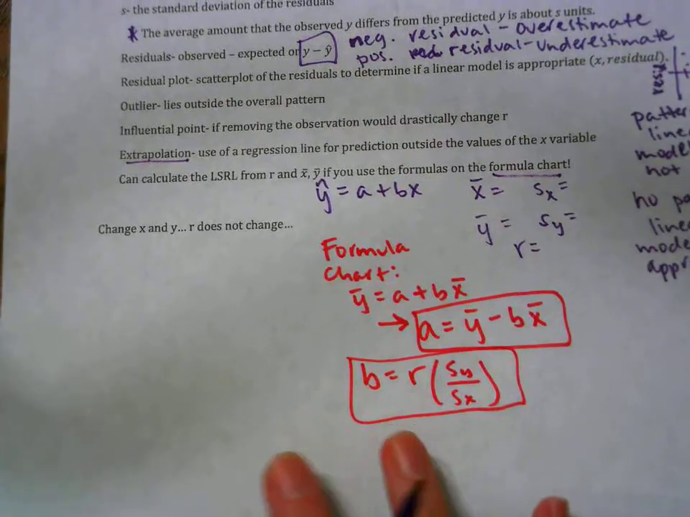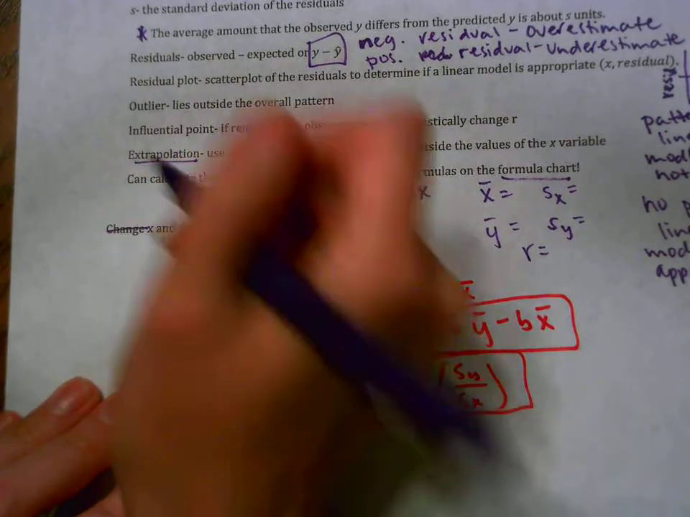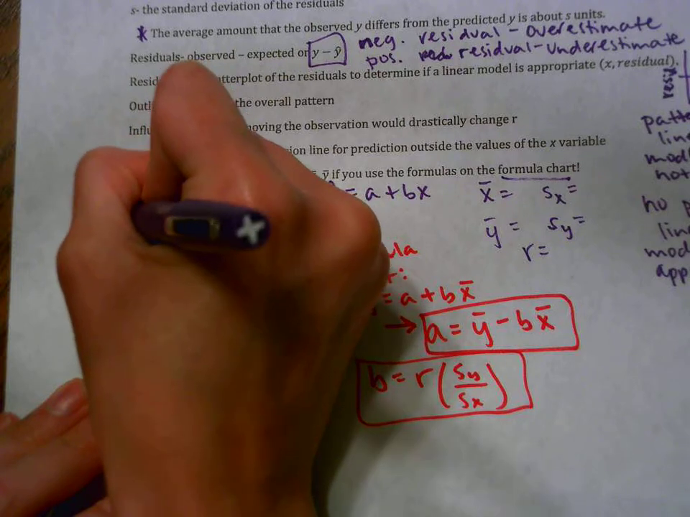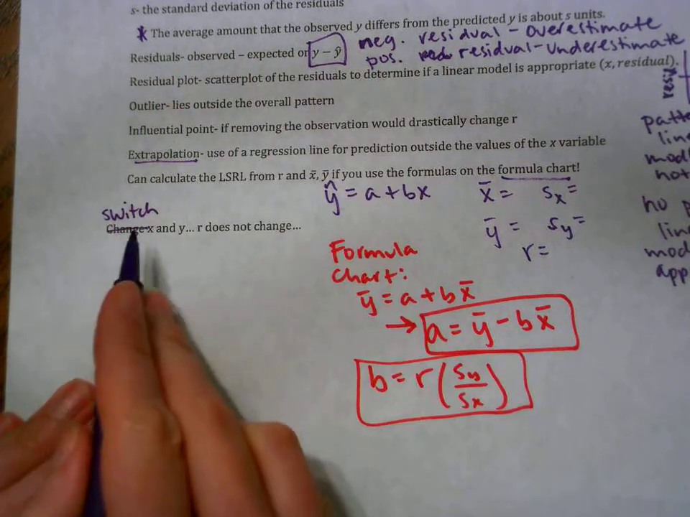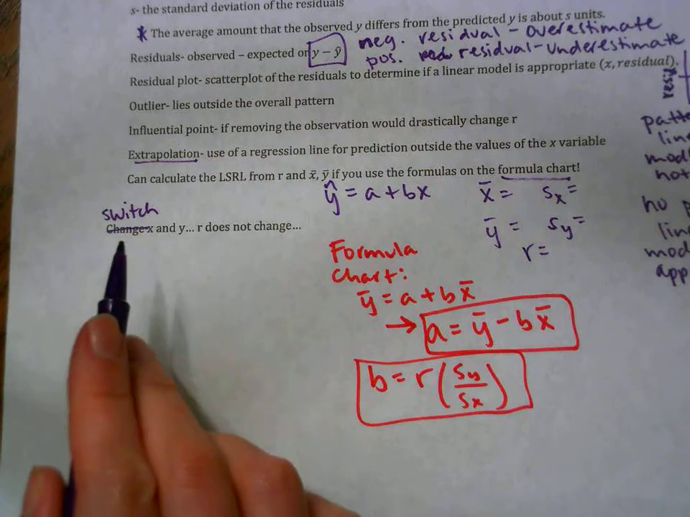And this is just a random fact. I should have been more specific than just change. If you switch or interchange x and y, I'm going to cross off change and change it to switch. If you switch x and y, that's not going to change your R. Your correlation is going to stay the same. So just keep that in mind.